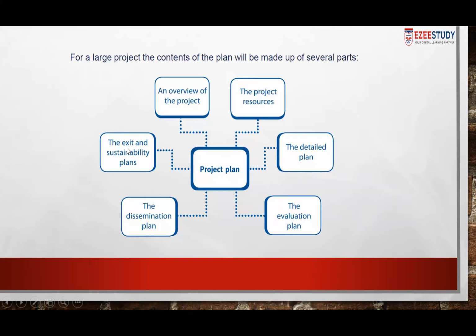Then there will be the exit and sustainability plans. This is basically the completion area where the completion tasks are carried out. So how will the completion take place? How will the project be completed, and how will the resources involved in this project be taken back to their usual tasks, or assigned to new projects? So this will be the exit plan, coming out of one project peacefully and then moving towards the next project.